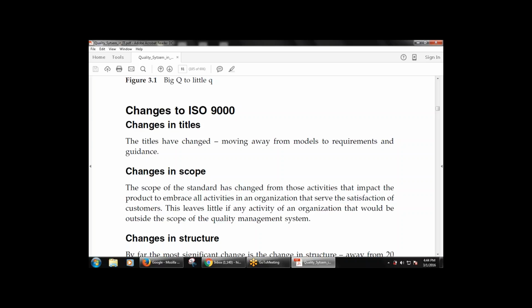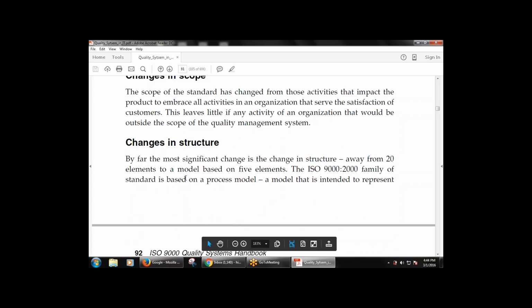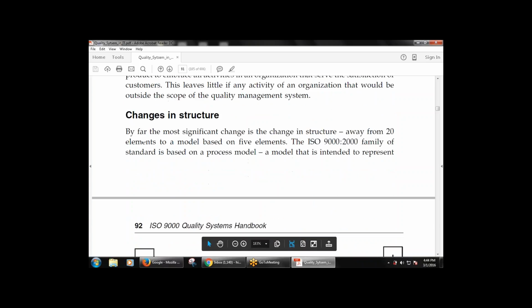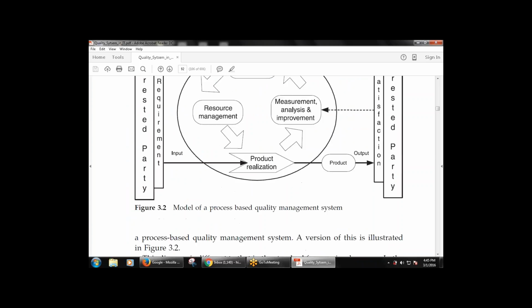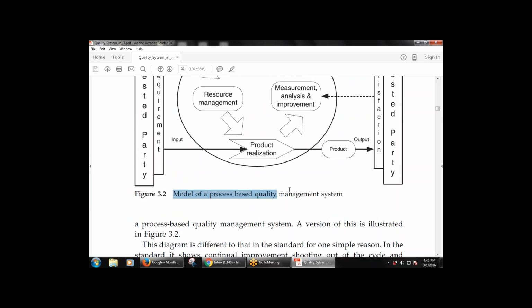So first is the change in the title, then the change in the scope, then the change in the structure. By far the most significant change is the change in structure, away from the 20 elements to a model based on 5 elements. The ISO 9000:2000 family of standards is based on a process model, that is a model intended to represent a process-based quality management system. A version of this is illustrated in figure 3.2, a model of a process-based quality management system.